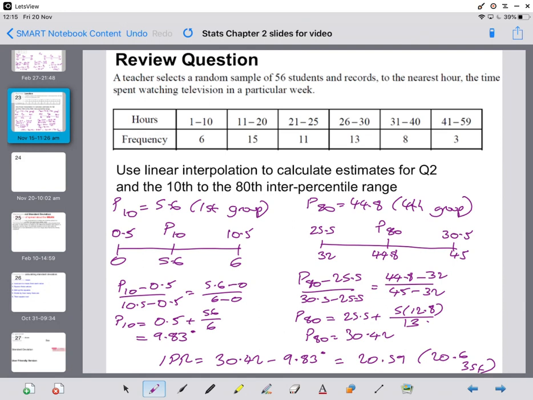For P80, I've done the working on the right-hand side. We get down to 30.42. So obviously the interpercentile range for this one will be 30.42 take away 9.83, which is 20.59, or 20.6 to 3 significant figures. We're going to move on next to have a look at 2.4, variance and standard deviation.